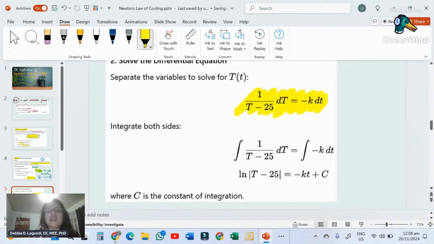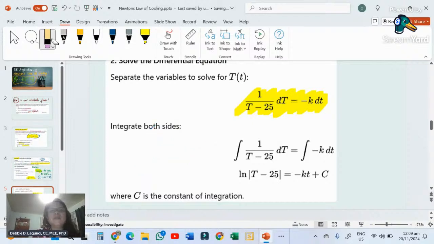Next, you have to integrate. Why do you have an ln of T minus 25 here? Because if you have an ln u, then the u here, the denominator, should be the derivative of the u should be the numerator of the fraction. So du over u is the derivative of ln u. So let's take the integral of ln u.